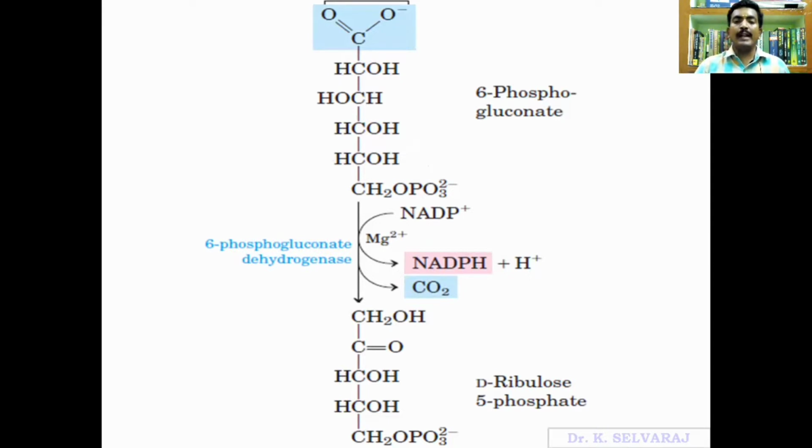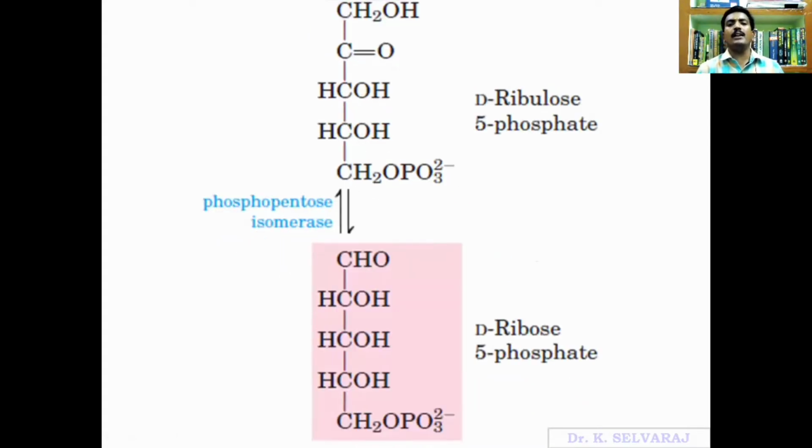Here, one carbon dioxide molecule is removed. So the decarboxylation process also occurs here. Then the 6-phosphogluconate is converted into ribulose 5-phosphate because one carbon is removed as carbon dioxide. Next, this ribulose 5-phosphate is converted into ribose 5-phosphate. What is the difference between ribulose and ribose? It is just an isomerase. You see, in the third carbon atom, the OH group is different. So it is just like an isomerase.